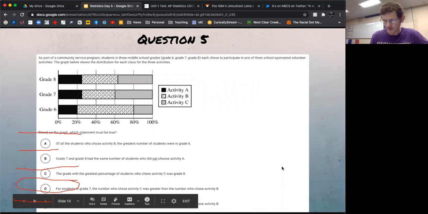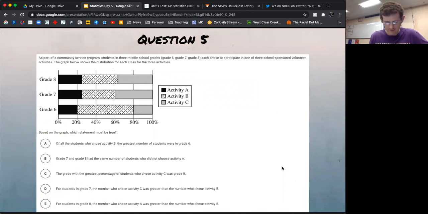All right, next one. We have some segmented bar charts right here, relative frequency bar charts, and some questions related to this. Now, I mentioned that you have to be very careful when it talks about the number of people doing this and that. So let's look at how we can use numbers. If we look at answer choice D, it says for students in grade 7, the number who chose activity C was greater than the number who chose activity B.